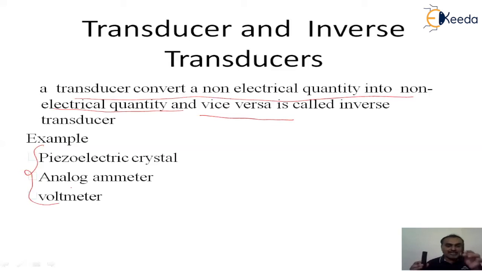So in the transmitter we are using a transducer. In the receiver we are using an inverse transducer. This is about this concept. Now, with that, I have explained the classification of transducers, my dear students.